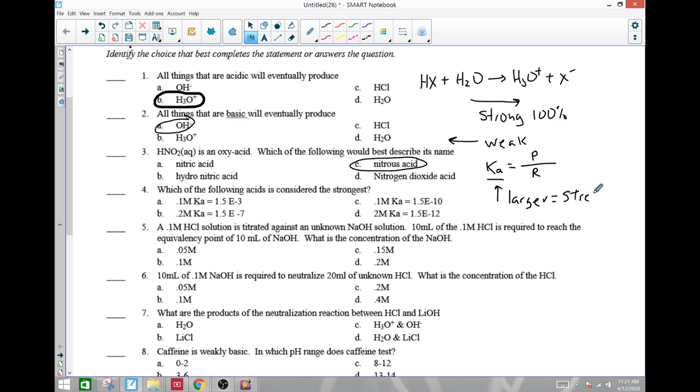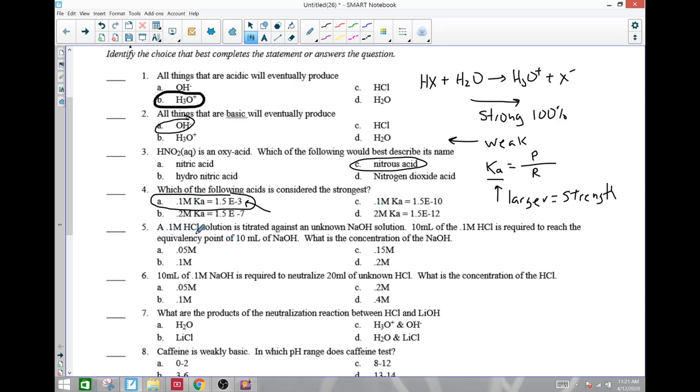That doesn't mean you can neutralize more, it just means that you get more at once. So for 10^-3, 10^-7, 10^-10, 10^-12, the largest one would be, again, solely based on the K value, not the concentration.